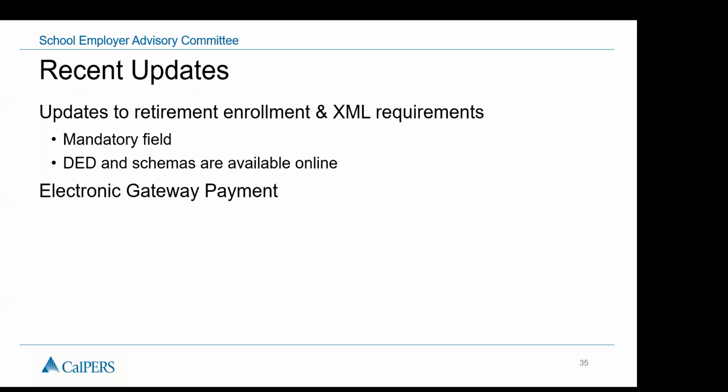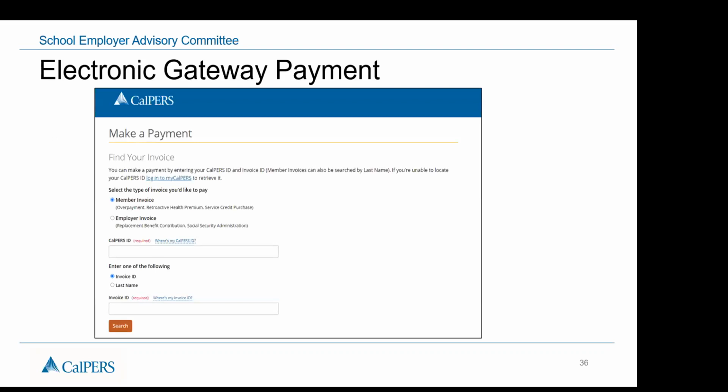Lastly, on our public website, we've recently added the electronic gateway payment. So like I mentioned, this is on our public website, and this allows members and employers with an invoice number to make one-time, non-recurring payments without having to log into MyCalPERS. You can use a debit card, credit card, or bank account to submit payments instead of mailing a check. Things like replacement benefit contributions or Social Security fees for employers, that's what we'd use here. And there's a picture of it on the screen. Next slide, please.